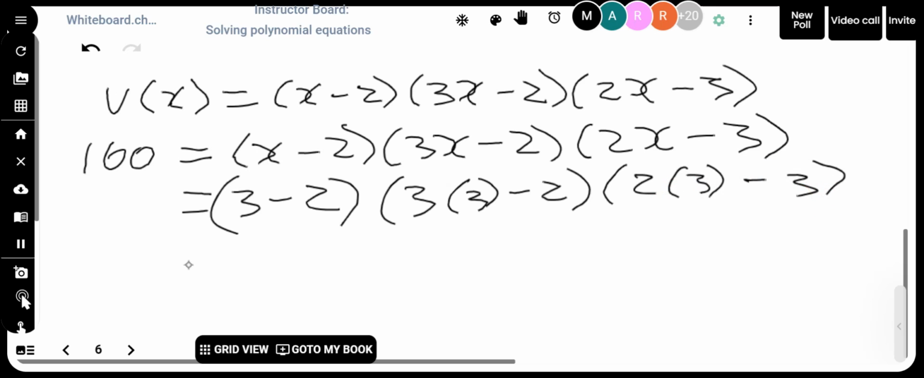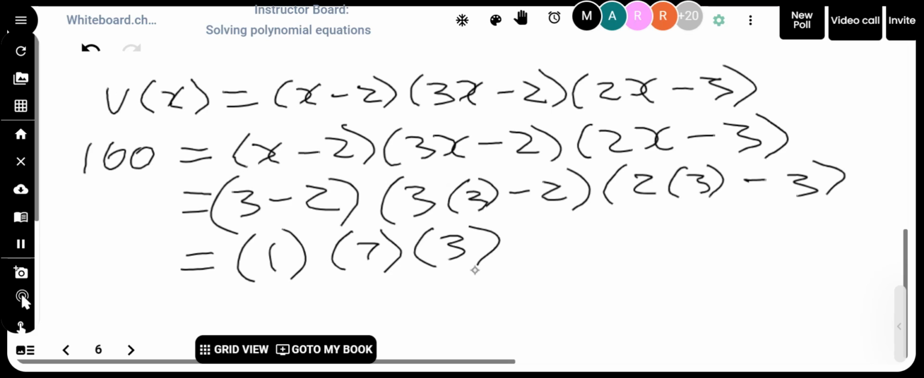Let's see if this works. So this is 1, multiplied by 9 minus 2 is 7, multiplied by 6 minus 3 is 3. That's not going to give us 100. So even though it's a legitimate choice to use 3, 3 doesn't work.